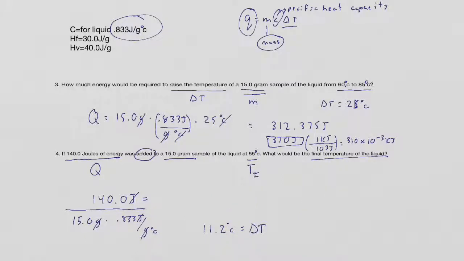We know that the temperature is going to go from 55 degrees Celsius, and we're going to add 11.2 degrees Celsius because that's how much it's going to change by. So our final answer is going to be 66.2 degrees Celsius. However, if we're being nitpicky about sig figs, since there's nothing here in the tenths place, we're going to round this and give our answer as 66 degrees Celsius, and that's our final answer.